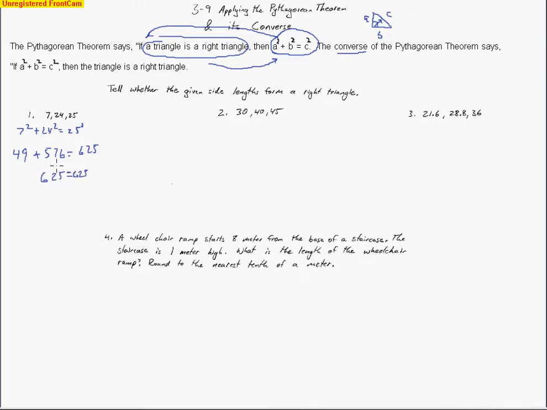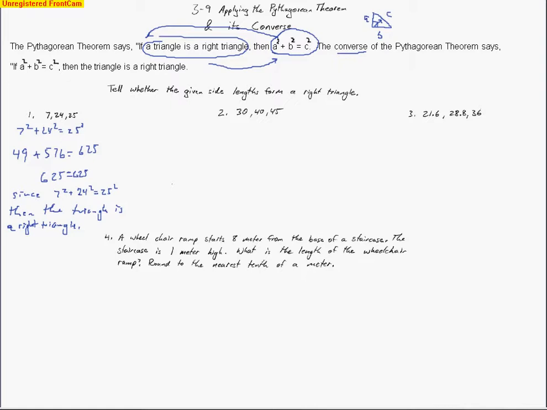So what that tells us, and this is the statement that we'll end up using, is: since 7 squared plus 24 squared equals 25 squared, then the triangle is a right triangle. And that's the statement that we're going to use each time for whether it is or it's not.